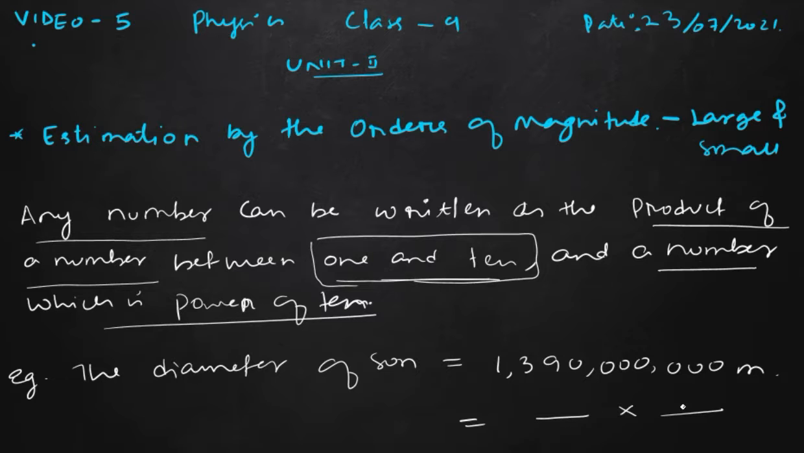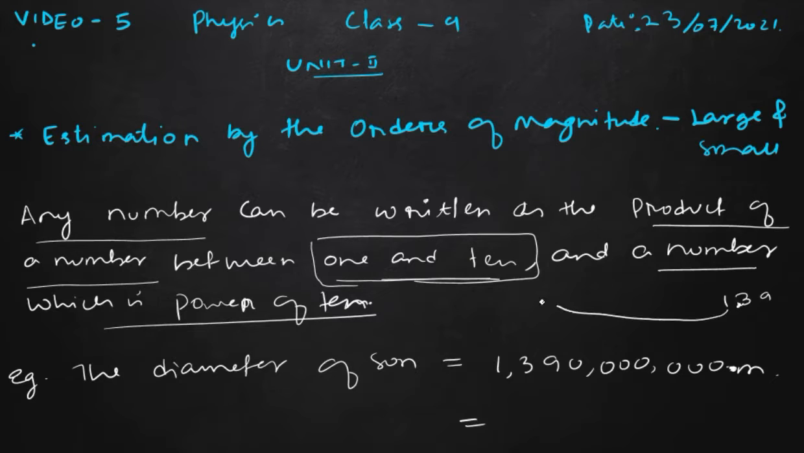So you can see the non-zero digits are 139. But we need to write it as a number between 1 and 10. This number does not have any decimal, which means the decimal is after the last digit. So we need to bring this decimal here, in between 1 and 3. If we bring the decimal here, that is 1.39, then this is a number between 1 and 10.